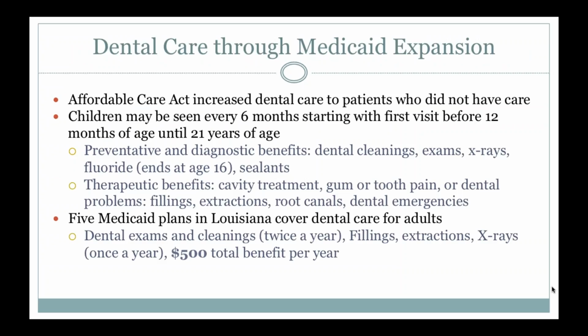So, dental care through the Medicaid expansion. Fortunately, the Affordable Care Act increased dental care to patients who didn't have care in the past. Currently, children may be seen every 6 months, starting with their first visit before 12 months of age until 21 years of age, and this is covered through Medicaid. This includes preventative and diagnostic benefits as well as therapeutic benefits. In addition, adults can receive dental care through Medicaid, and all 5 plans cover dental care for adults. These include dental exams, cleanings twice a year, fillings, extractions, and x-rays once a year, for a total of $500 a year. Although they all vary in some of the things I've mentioned, what I've provided is basically the basics of what they provide.